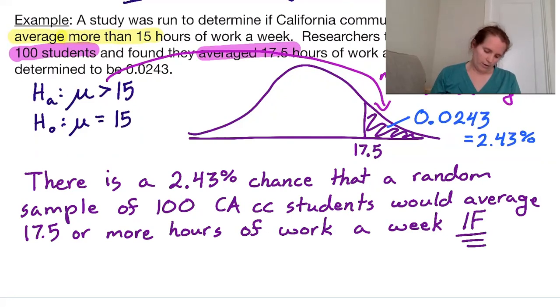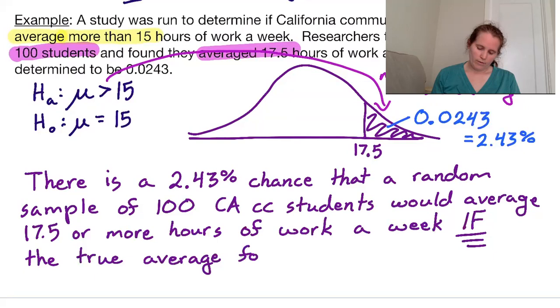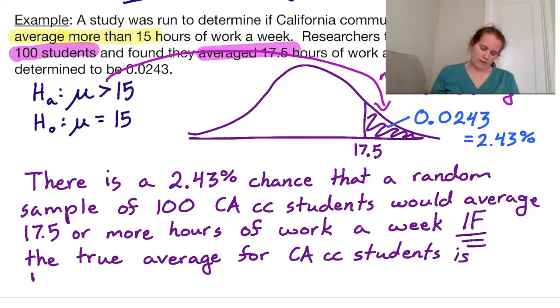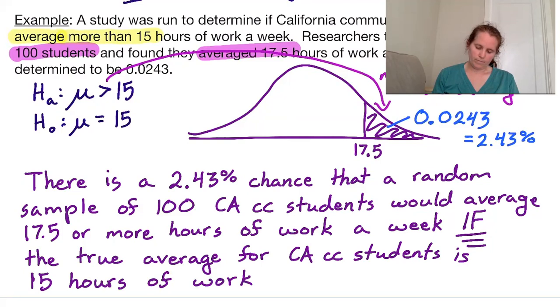So if the true average for California community college students is 15 hours of work a week. So again, this is our p-value.